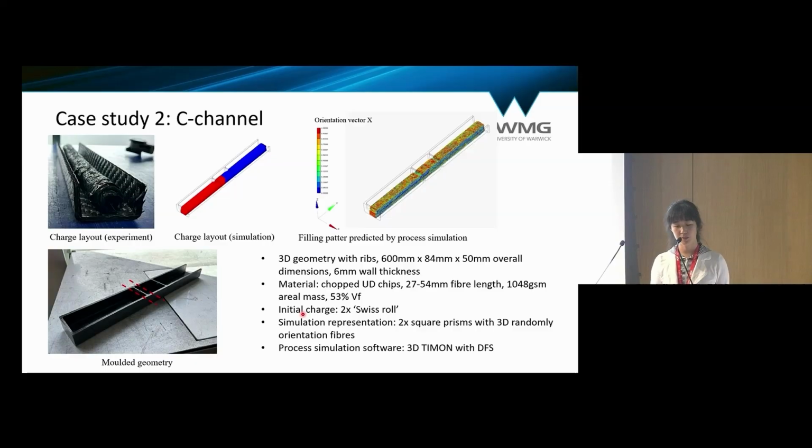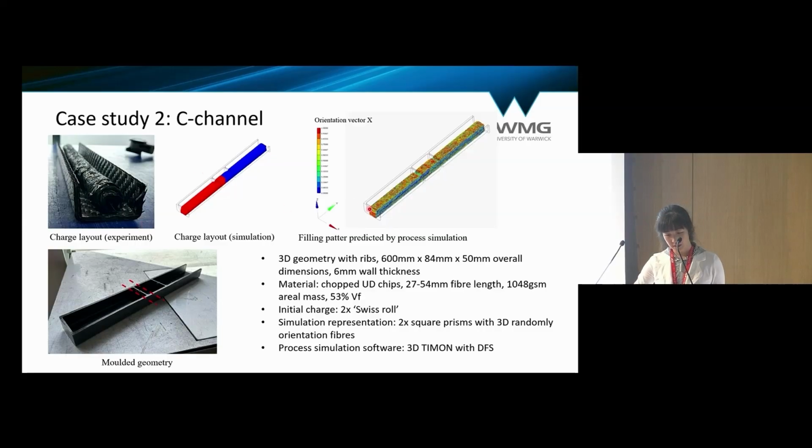We used a Swiss roll initial charge, which is not how this part was made, but this is a good image to show how the Swiss roll charge works. You basically cut a big piece of material and then roll it up, so you can just mold the whole Swiss roll in one go. The benefit of this approach is you don't have to crop the fibers and still be able to get a very narrow initial charge.